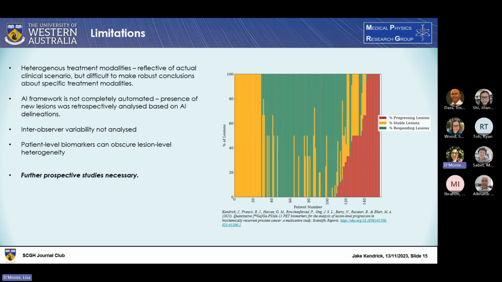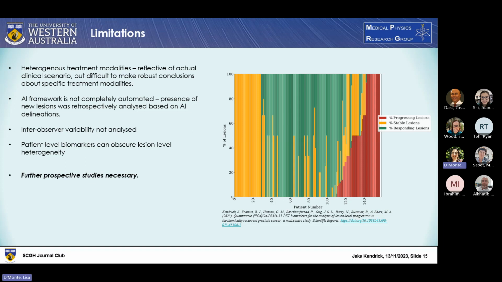Now, of course, there are some limitations with the study. We administered heterogeneous treatments between the 2 scans. This was just a peculiarity of the particular study we acquired the data from. While this is reflective of the actual clinical scenario, as there is obviously a variety of different treatments you can administer to prostate cancer patients at this stage of disease, it does make it difficult to make robust conclusions about specific treatment modalities, so androgen deprivation therapy, for example, or chemotherapy themselves. So we'd like to further validate this in more standardized treatment patient cohorts as well.